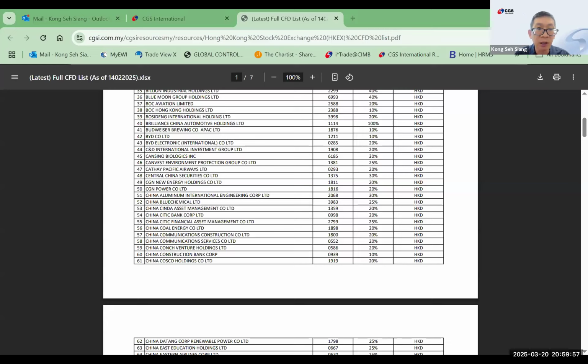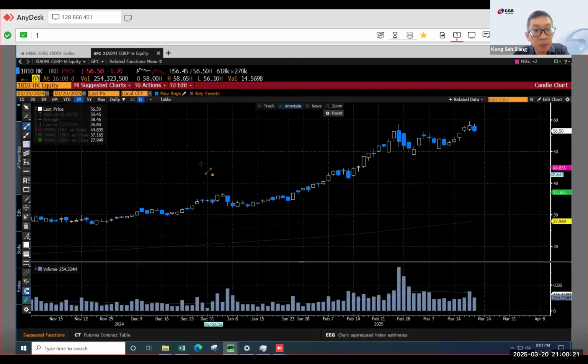So if you take a look at this, so this long candle here. Okay, sorry, we do not see the chart of Xiaomi. Can you share the screen? Hold on. Can you see now? Okay, okay, can see now.